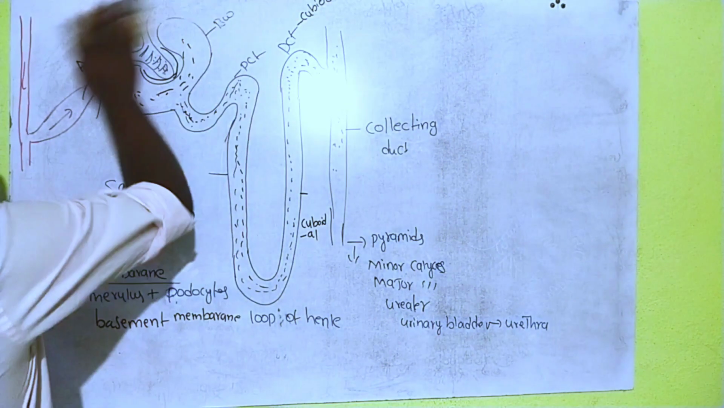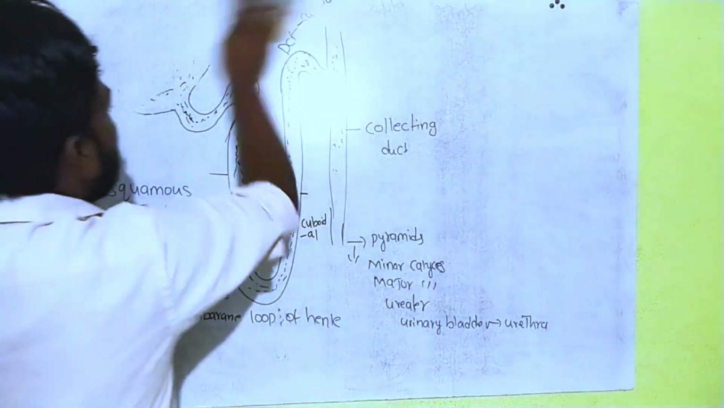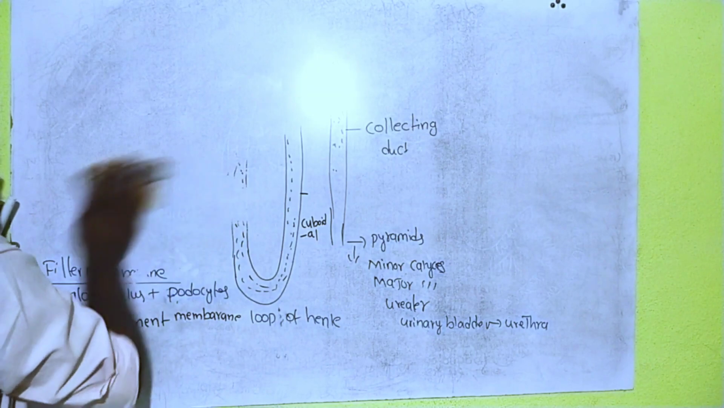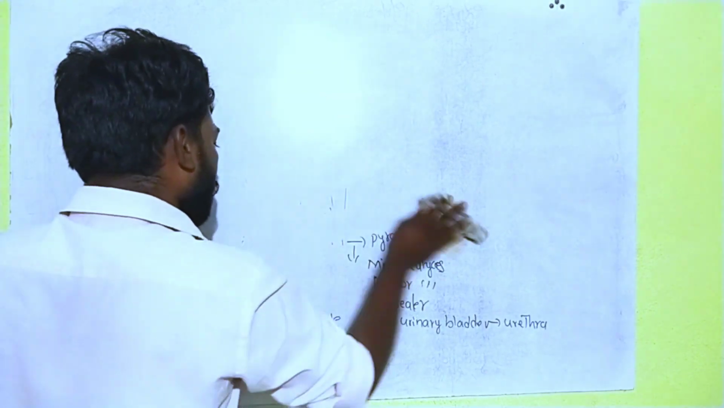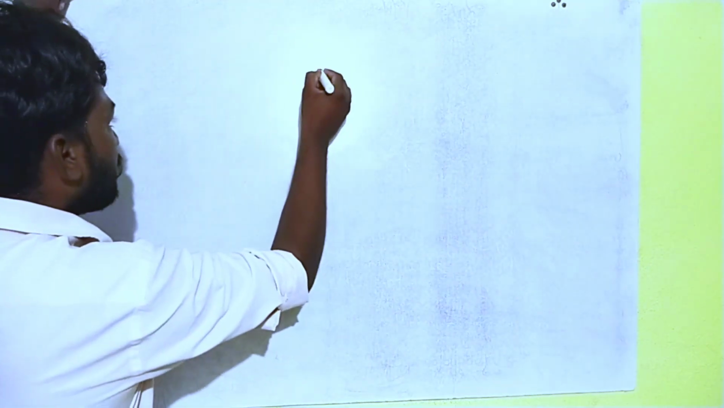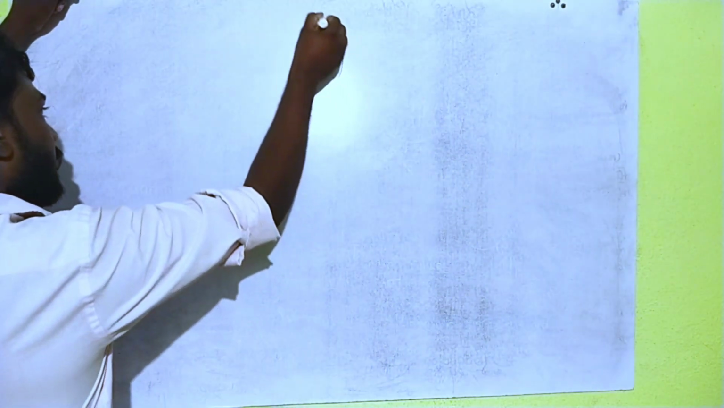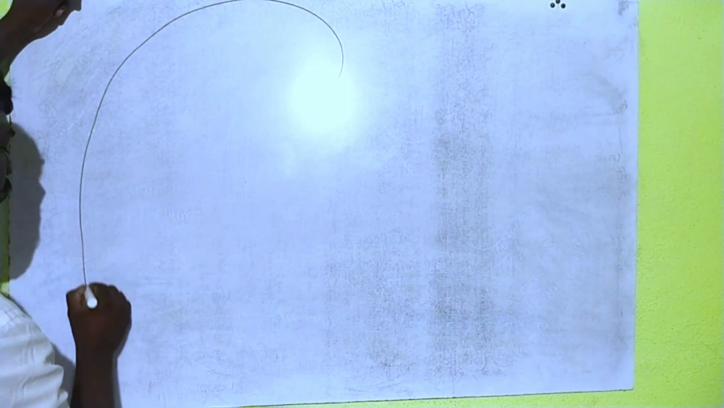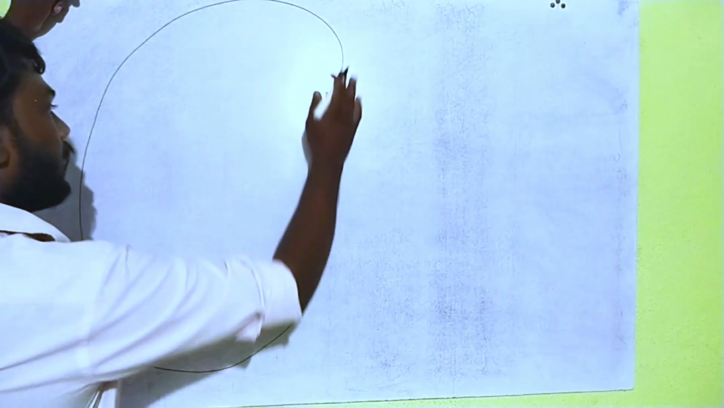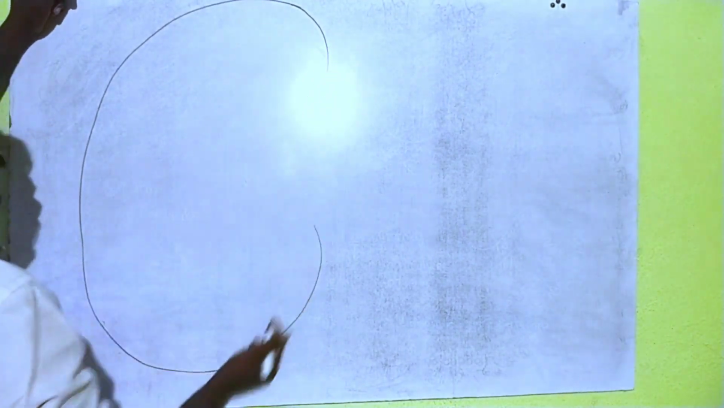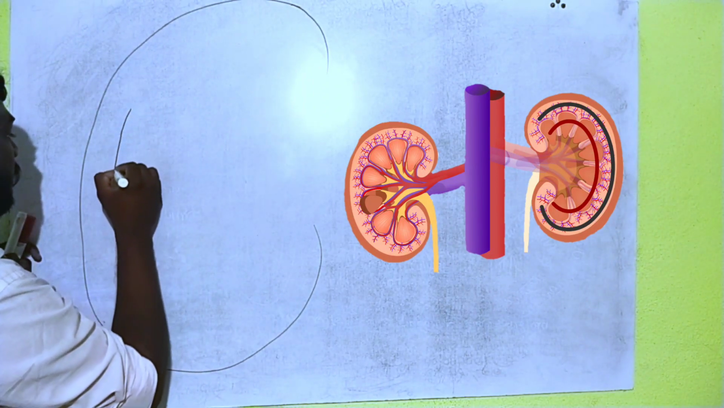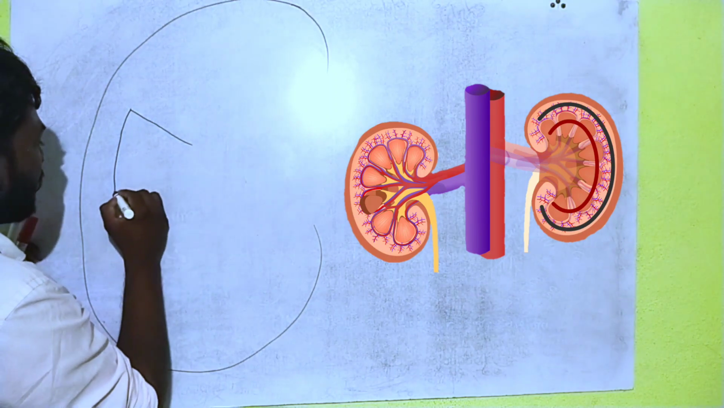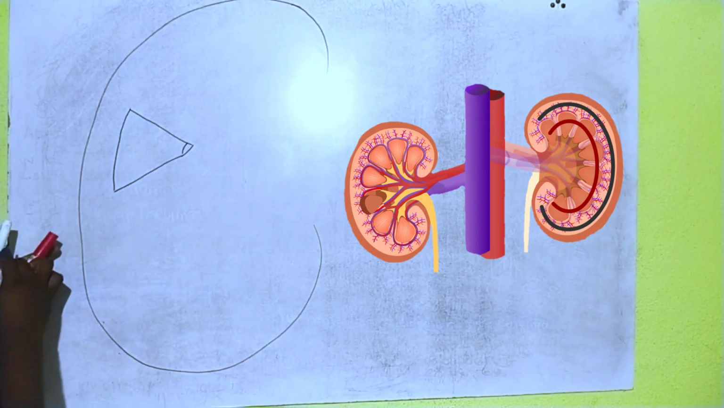I make a diagram of all parts in one kidney for your easy understanding, so you have a better idea. Very easy. So this is a kidney. In the kidney there are some pyramids. I make only one pyramid. Pyramids are present in the medullary region. Yes, right. This is a pyramid.